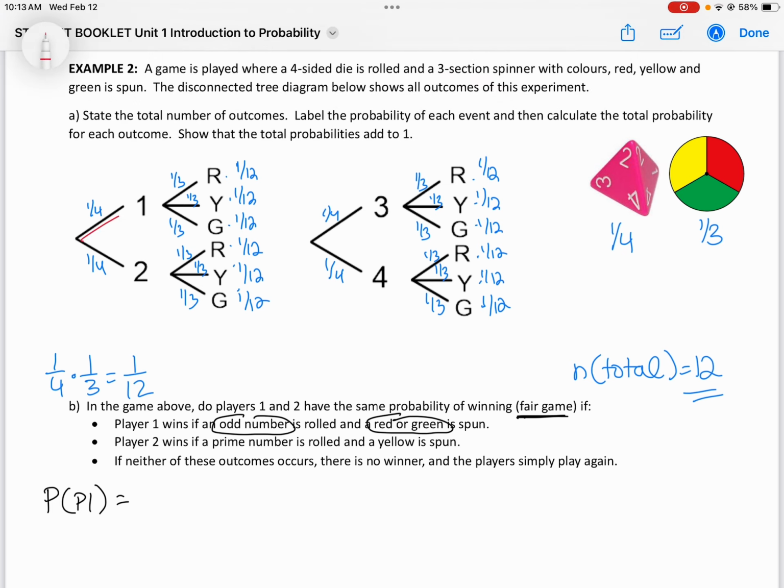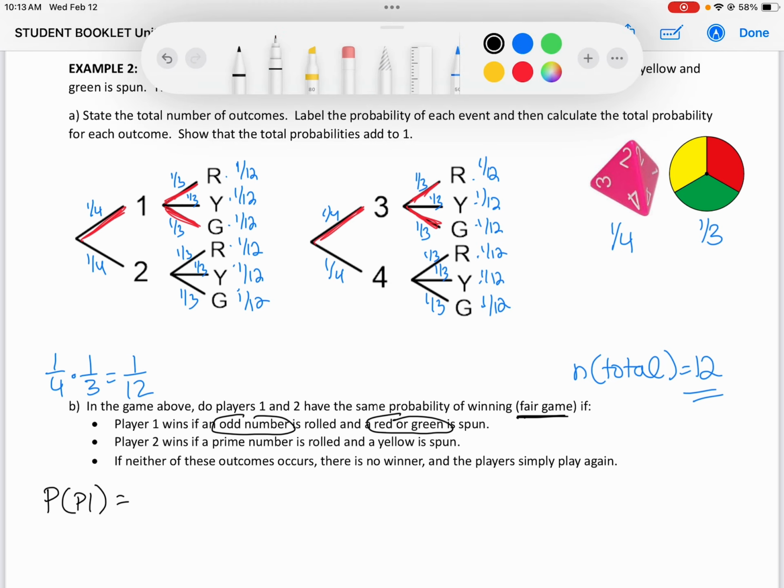So odd number is 1 and red is here. Odd number is 1 and green is here. So that's 2 different outcomes. Or 3 in red and 3 in green. So I'm getting 4 out of the possible 12.